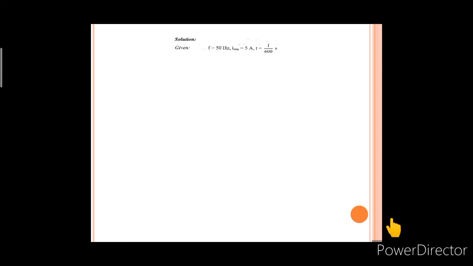Let's see the solution. First of all, we have to write down the data. The frequency f is given as 50 hertz. Value of RMS current is given as 5 ampere. So, we have to write I_RMS as 5 ampere, and the time is given as 1 upon 600 second.